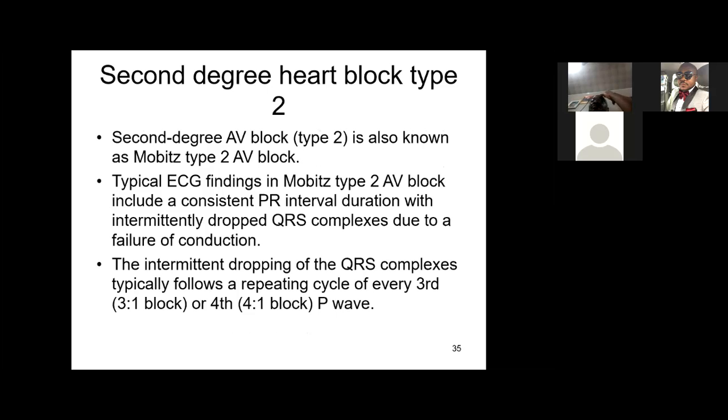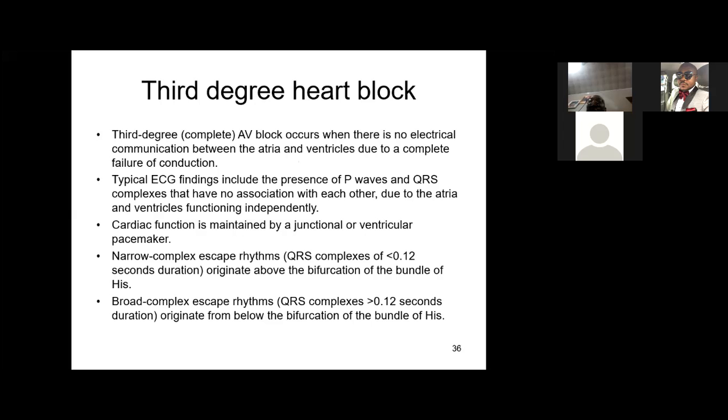Type 2 is also known as a Mobitz type 2 second degree AV block. That includes a consistent PR interval duration with intermittently dropped QRS complexes due to a failure of conduction. It's the same problem, only this time there's an intermittent drop in the QRS complex. The intermittent dropping of the QRS complex typically follows a repeating cycle. This is not seen in type 1. So it happens every third or fourth P wave, hence a 3-in-1 block or a 4-in-1 block.